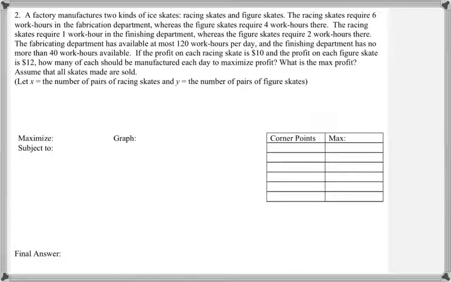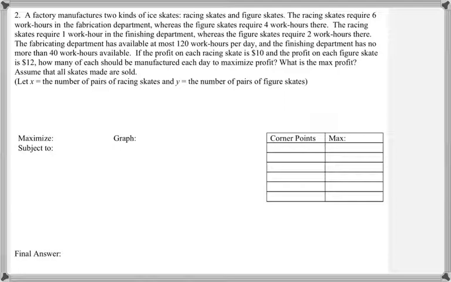A factory manufactures two kinds of ice skates, racing skates and figure skates. The racing skates require 6 work hours in the fabrication department, whereas the figure skates require 4 work hours there. The racing skates require 1 work hour in the finishing department, whereas the figure skates require 2 work hours there.